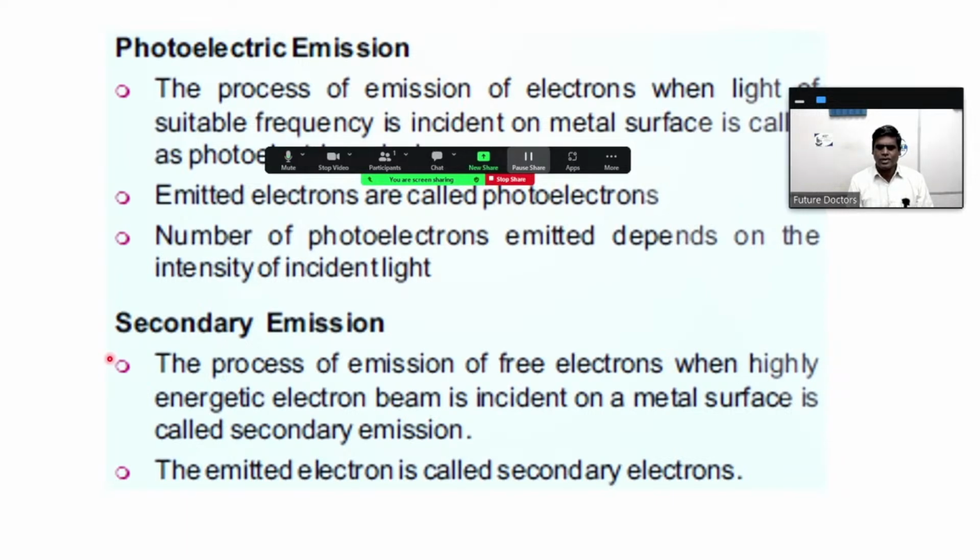Secondary emission. What is secondary emission? The process of emission of free electrons when a highly energetic electron beam is incident on a metal surface is called secondary emission. The emitted electrons are called secondary electrons.